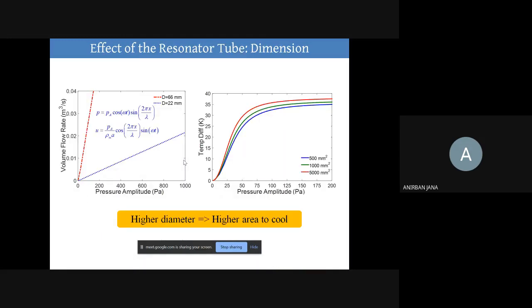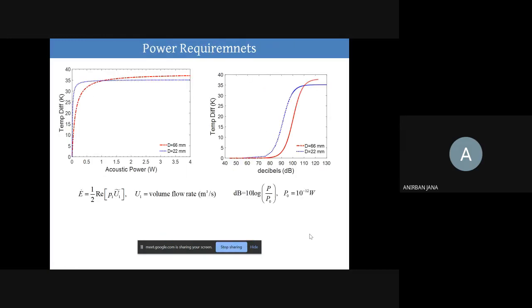About the dimensions, it's easy. If you have a bigger tube, you need to cool a bigger area. A bigger tube has higher volume flow rate amplitudes, because for the same pressure amplitude a bigger tube means higher discharge rates. But you need to cool down a higher area, so it produces similar cooling effects.